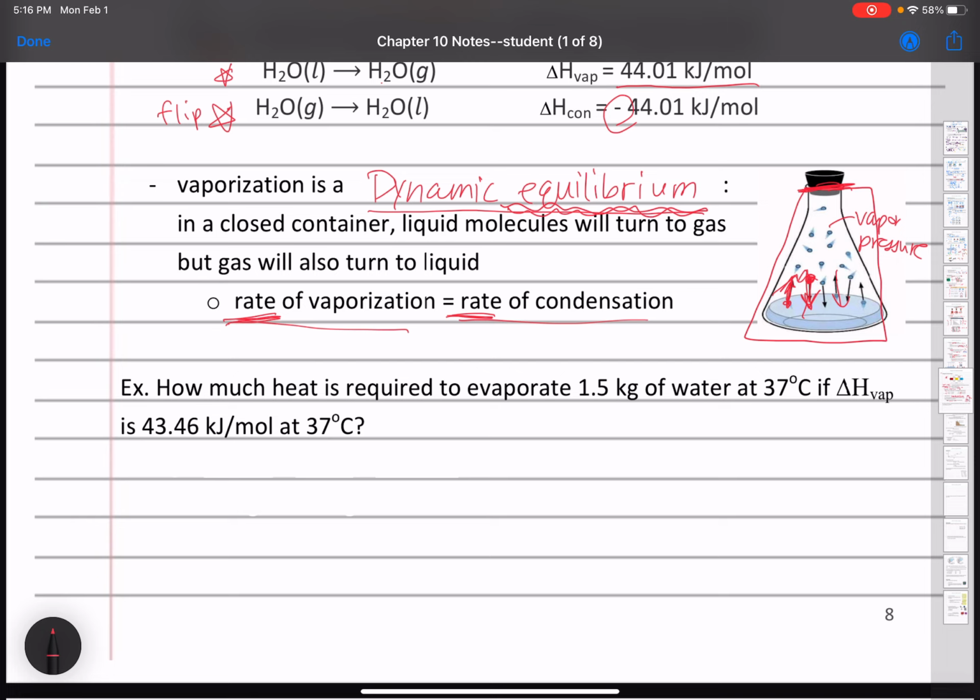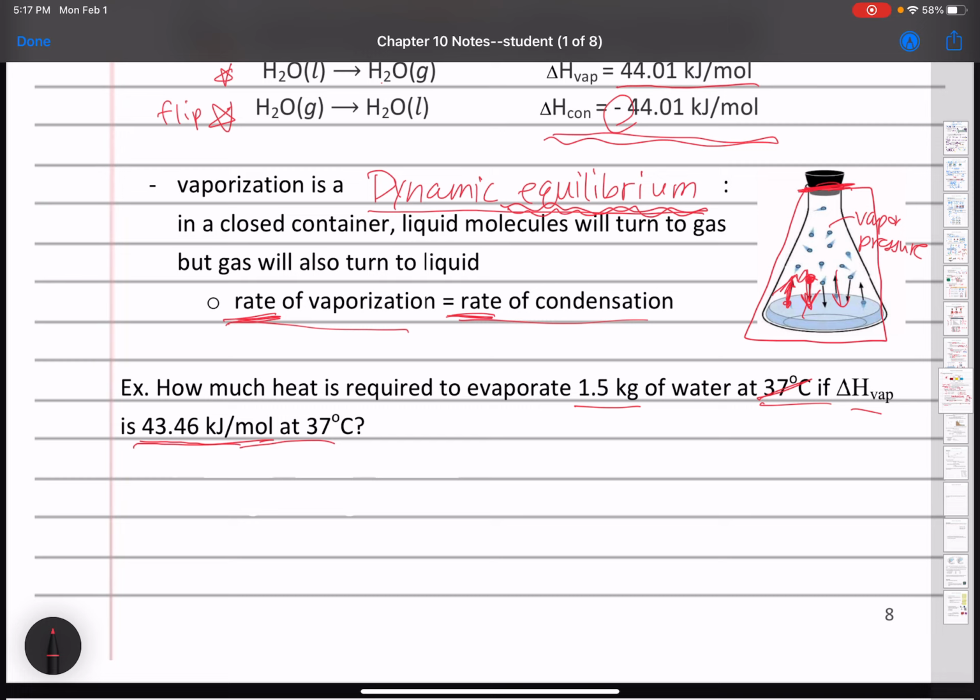So we can use these thermodynamic values, the enthalpy values, to calculate how much energy is required to boil some amount of water or condense some amount of water. So let's do a practice problem. How much heat is required to evaporate 1.5 kilograms of water at 37 degrees Celsius if the heat of vaporization is 43.46 kilojoules per mole at 37 degrees Celsius? The temperature here is a little bit of extra information. I took this from a problem about sweat evaporating. 37 degrees is our body temperature.